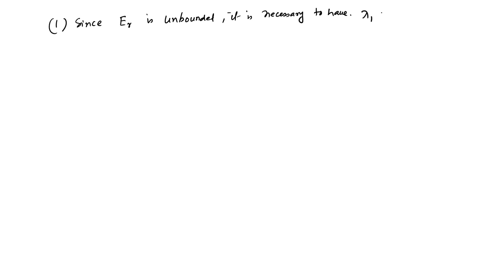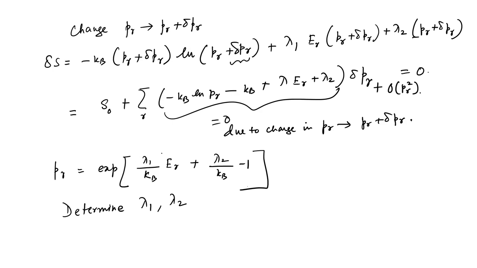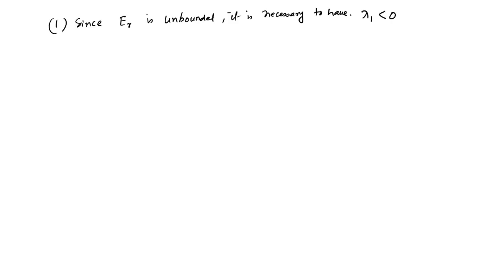Now, two observations are important here. Since E_R is unbounded, it is necessary to have lambda 1 negative. Okay. And why is that? That's because otherwise this probability will diverge, and in a general case E_R can go from 0 to infinity or from minus infinity to plus infinity. So, we have to keep lambda 1 negative in order for these P_R to have physically meaningful values, because the probability cannot go to infinity for E_R going to infinity. So, lambda 1 needs to be negative.